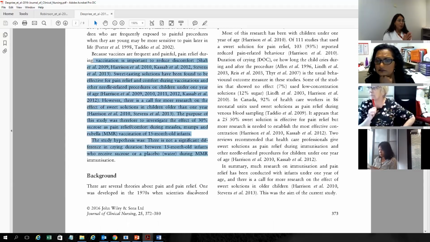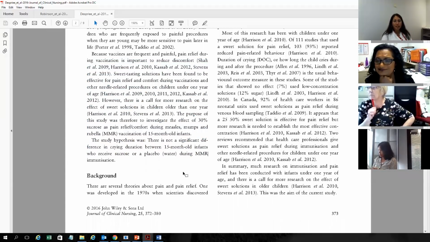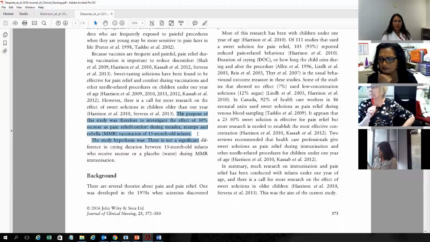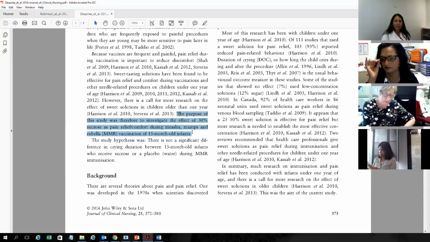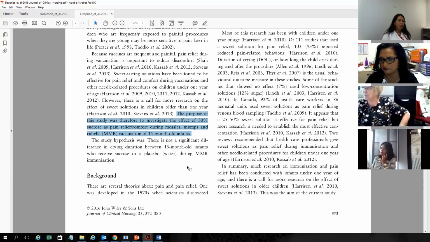Quick, quick. The purpose of the study. Well done. So that's the aim. The purpose of the study was therefore to investigate the effect of 30% sucrose as pain relief or comfort during measles, mumps, and rubella. Now, how do we write the aim in the template? I'm going to check with Shija and Rona.